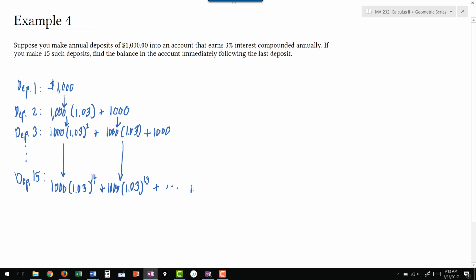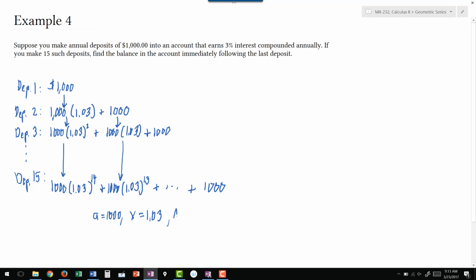Then we would have all the deposits in between up to and including the 15th deposit. Now, hopefully we recognize that what we have come up with here is a finite geometric series, even though it's written left to right in this case.